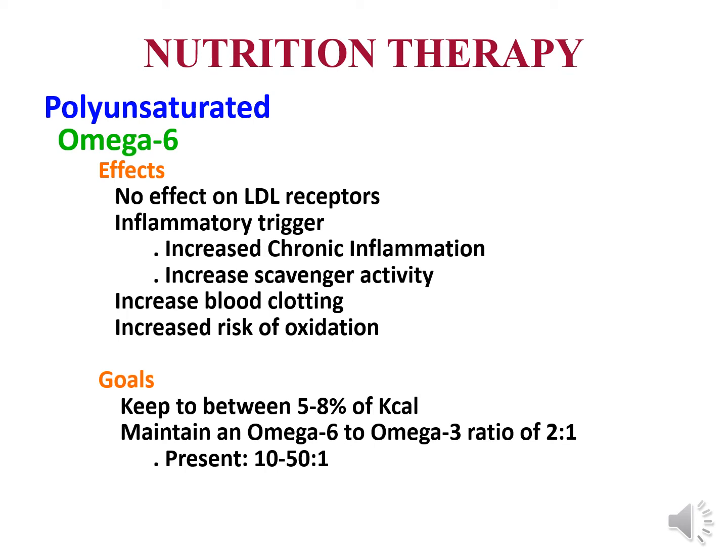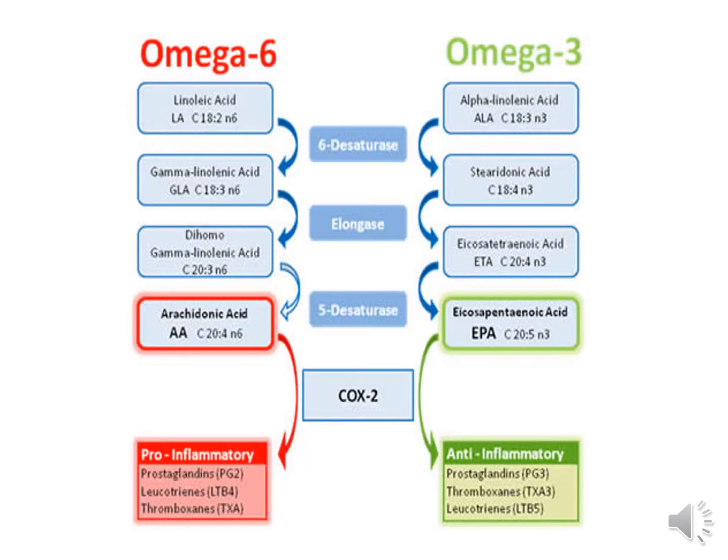Goal, reduce to below 10%, and maintain a good ratio of omega-6 to omega-3. As you can see at present, most of the data I see is about 30 to 1. Well, we want to be 2 to 1 because we're eating a lot more omega-6 food products than we are omega-3s. So we've got to try to get that down.